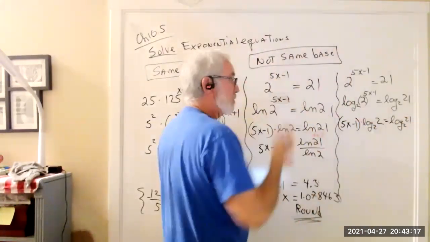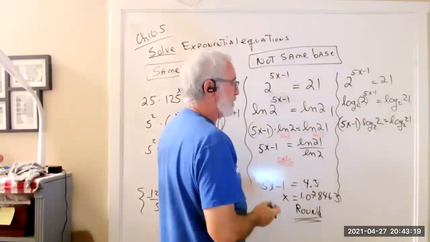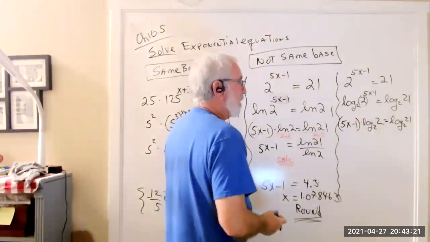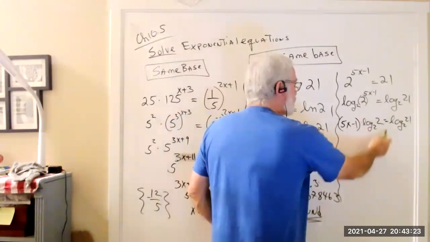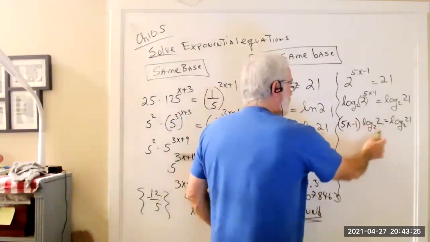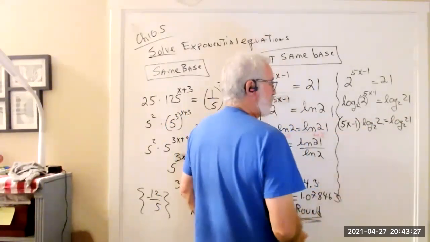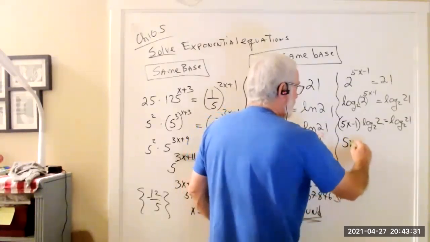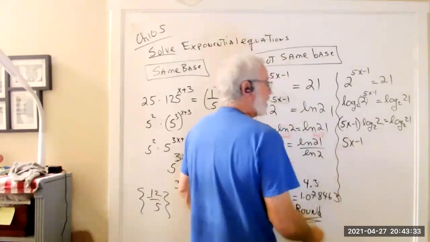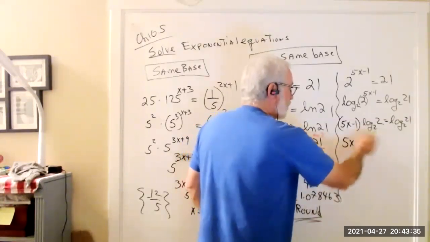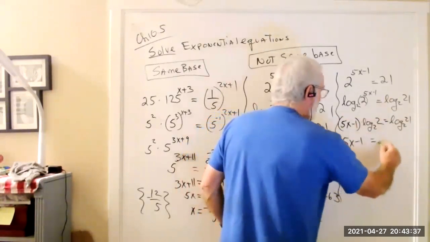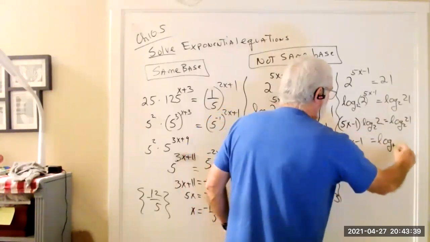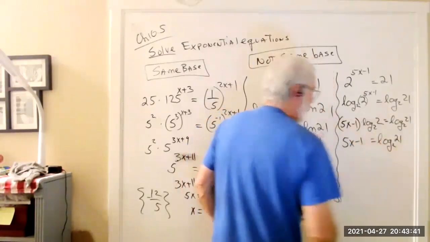I apologize for squeezing it in there. Well, what happens to the log base 2 of 2? We've done that a bunch of times tonight. What's that turn into? 1. So all of a sudden, this problem becomes 5x minus 1 times 1, which I don't need anymore, equals log base 2 of 21.